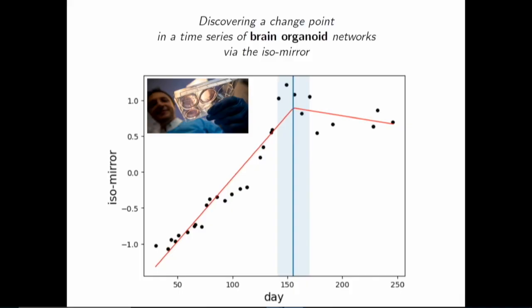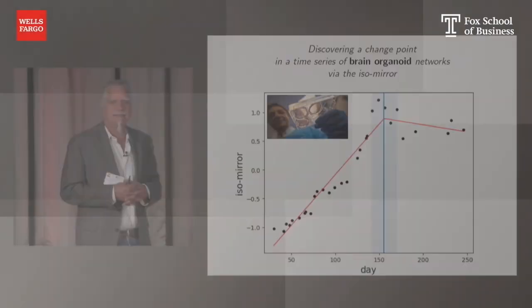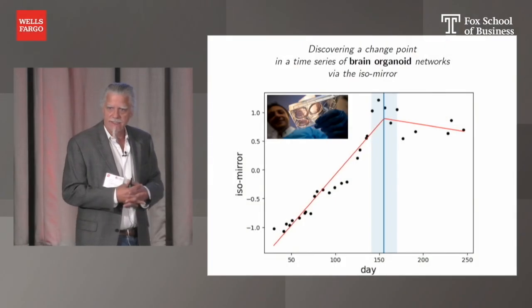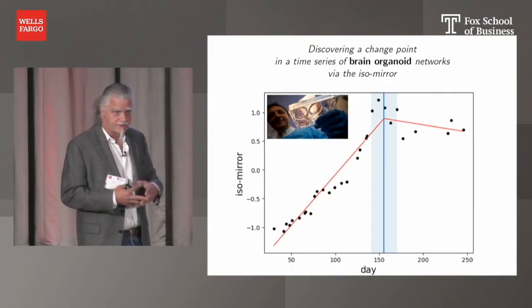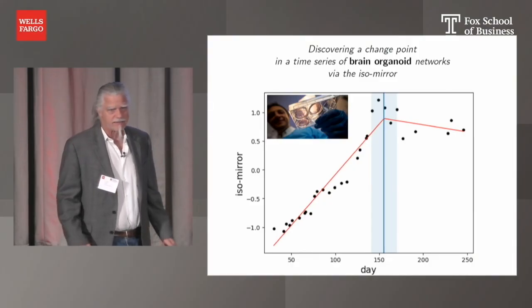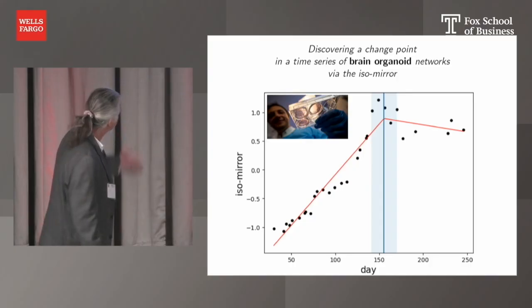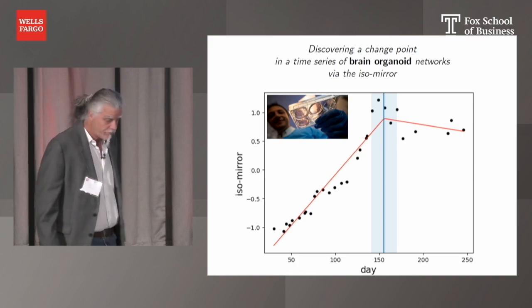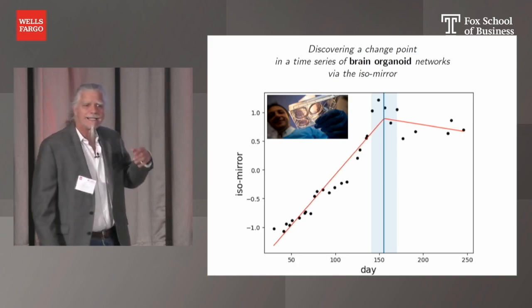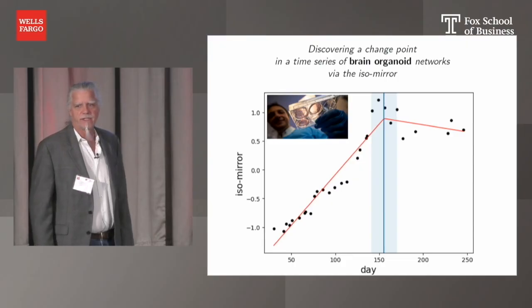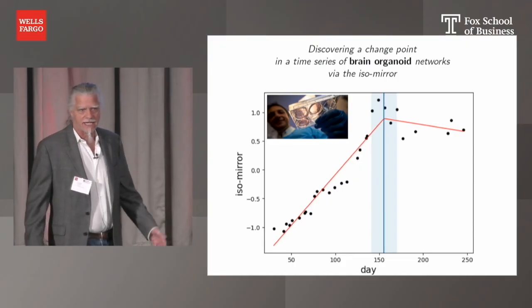So we'll get back to this example at the end. But the x-axis is time. So this organoid grows for some number of months. And the y-axis is something that I'm not going to tell you right now. You don't have any idea what it is. At the end of the talk, I suspect most of you won't have any idea what it is, but you'll know who you could ask. But it's this thing that I call the isomirror. And it basically is capturing the dynamic structure of the time series of networks.